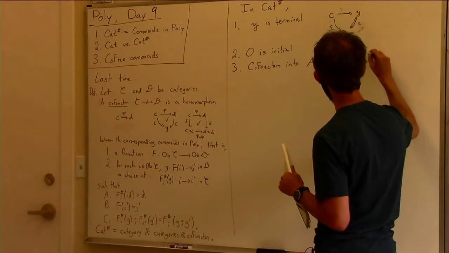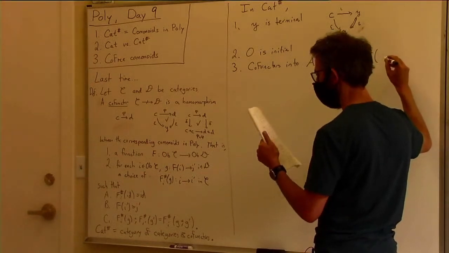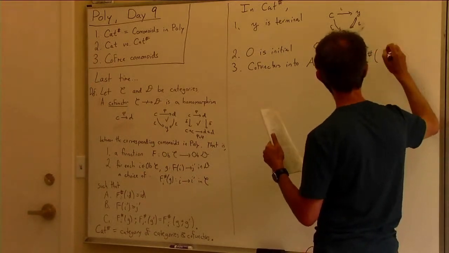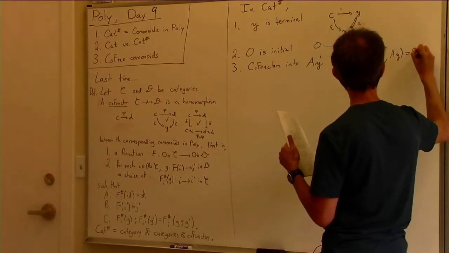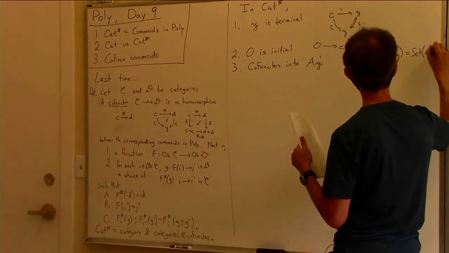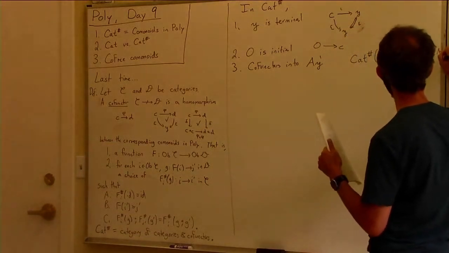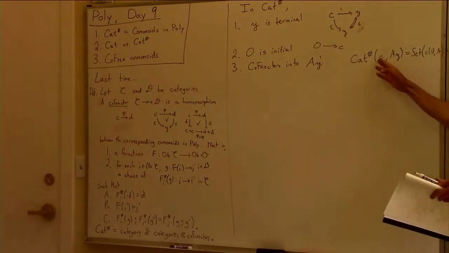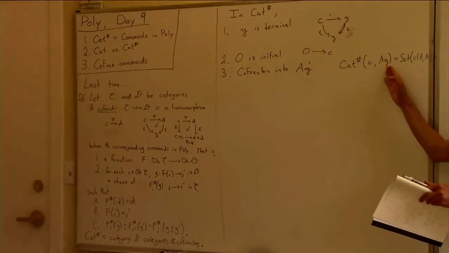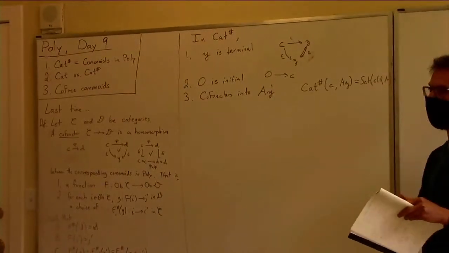And here's a fact. Cat Sharp maps from C to Ay are just set maps, just functions from C of 1 to A. So if you want to have a cofunctor from any category to Ay, it's just labeling your objects with elements of A.